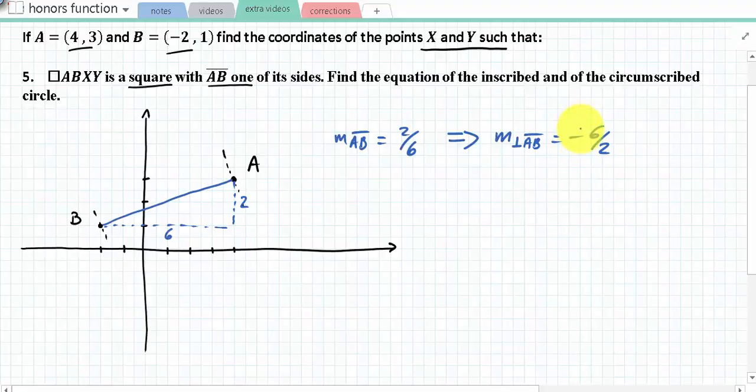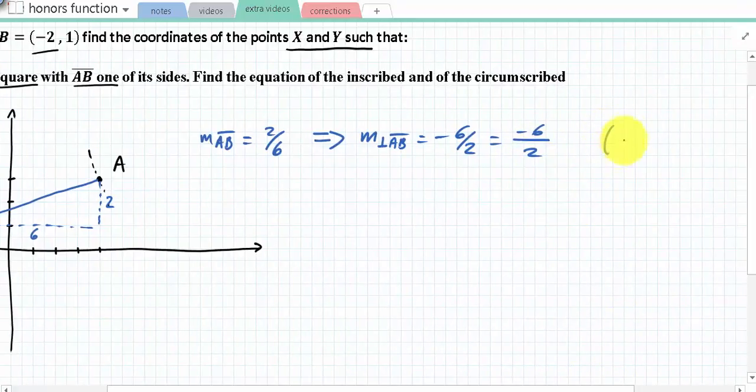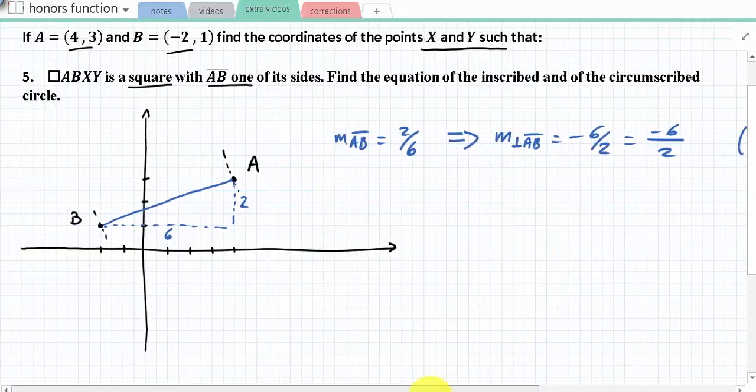Where am I going to put the negative sign? Well, let's see. I want to go down, right? So it's negative 6 over 2. If you were to use the slope 6 over negative 2, you would be drawing the square above, because you would be going up 6 and left 2, and that would be the square above AB, okay? I want to draw the one below.